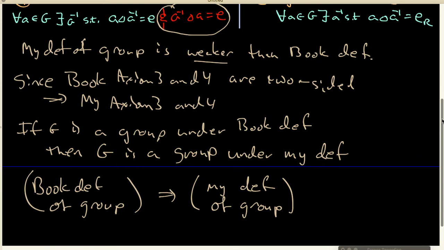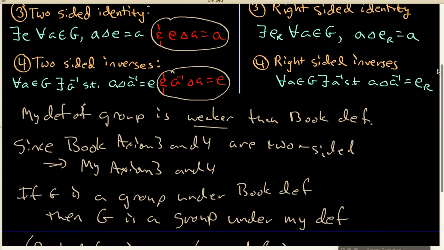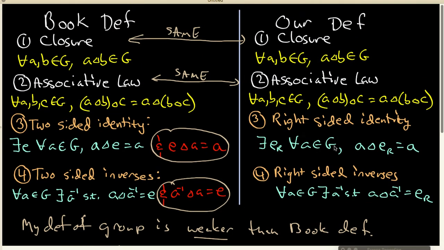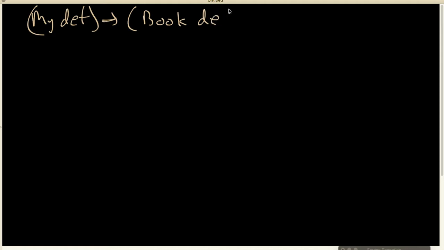And I may have to come back to looking at this, but what I really want to do is realize that my definition is enough to get these two little red circled things, and our lemmas do that. So my definition implies the book definition. Well, first of all, as we've already noticed, axioms 1 and 2 are identical.